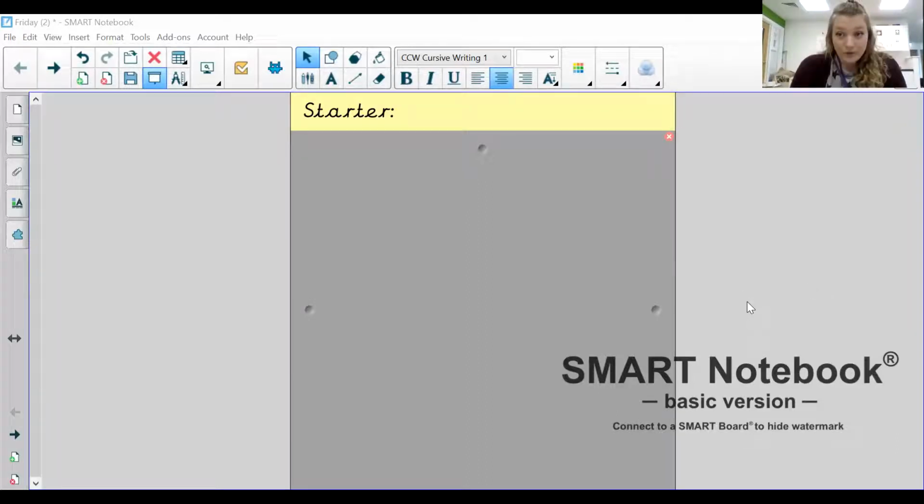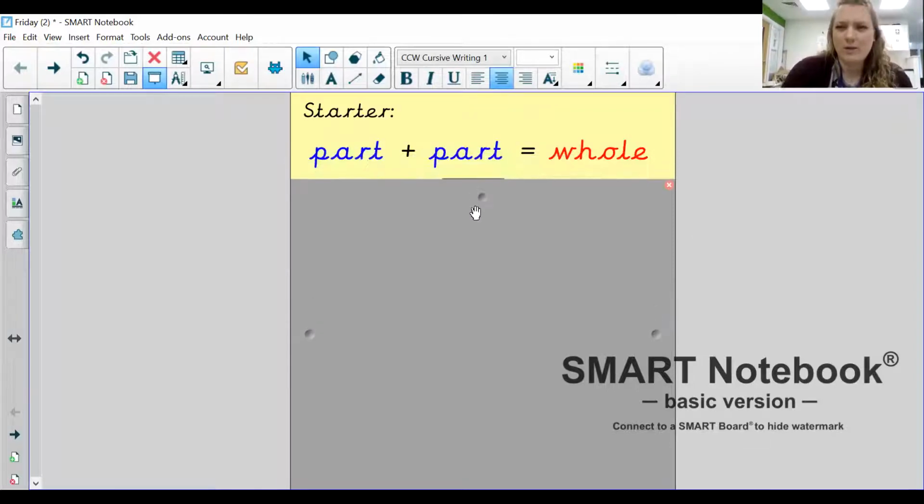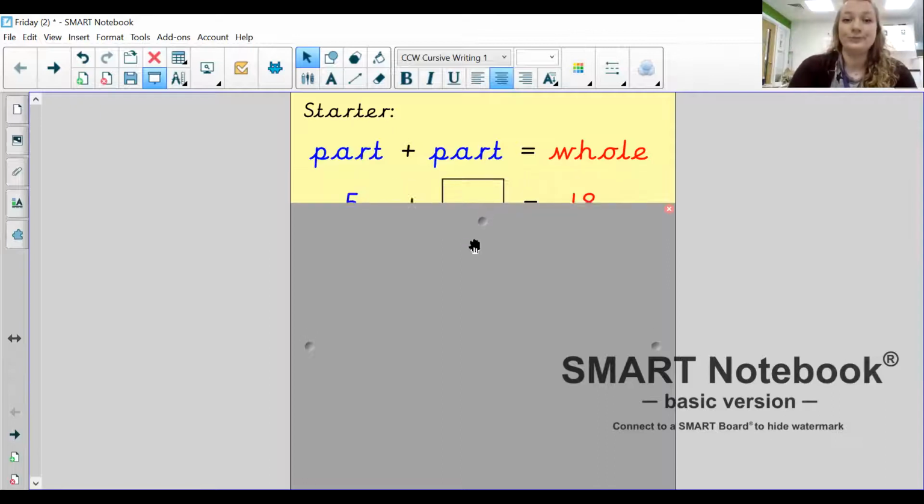Right. Before we start, I have got a question. Before we even move on to the question, we need to remind ourselves that when we have a part-whole model, my turn, it is part add part equals the whole. Good, so we have two parts and they make the whole.